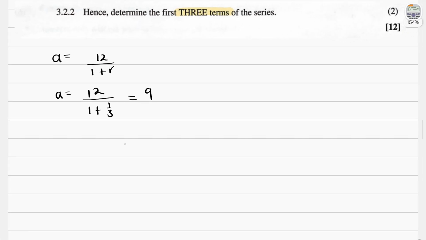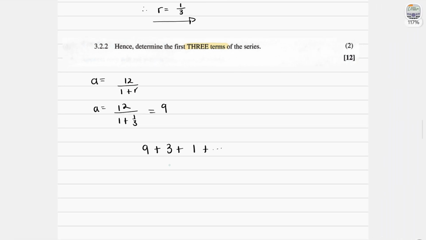Since the first term is 9, to get the next terms you're really just going to multiply the previous term by the ratio. The ratio was 1 over 3. So we'll say 9 times 1 over 3, and that gives us 3. So it's 9 plus 3 plus, and to get the next term, you'll say 3 times 1 over 3, and that gives us 1. So plus 1, and then that keeps going. So there we go. The first 3 terms are 9, 3, and 1. And that is it for this question.